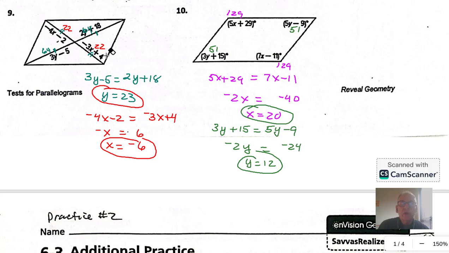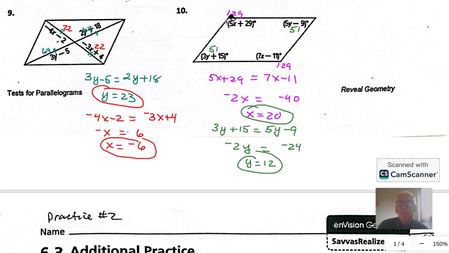So the total x diagonal length is 44. The midpoint or halfway point is 22. And going the other way with the other diagonal, the y diagonal, the total length is 128, and each portion is 64. So the x diagonal bisects the y diagonal and vice versa.